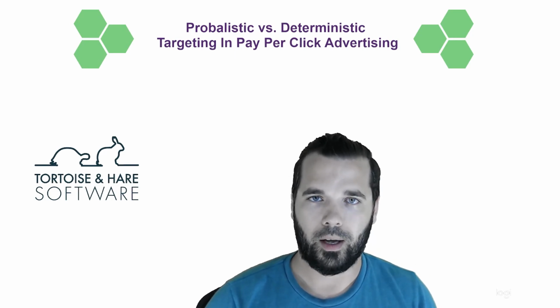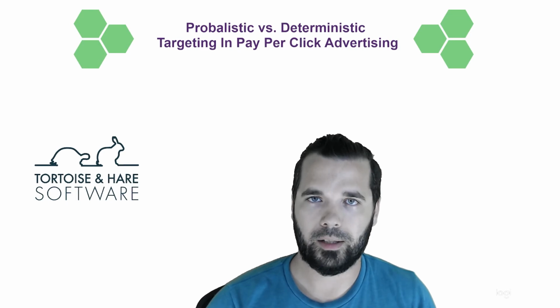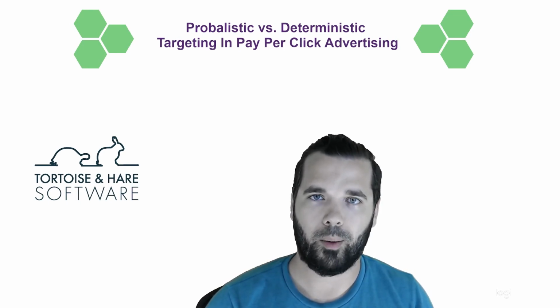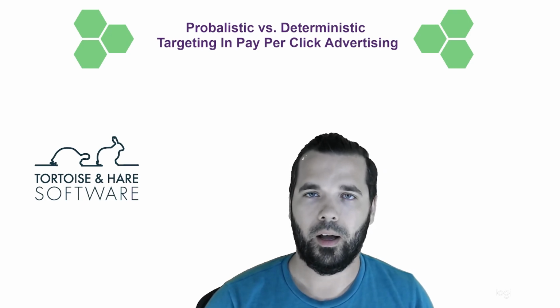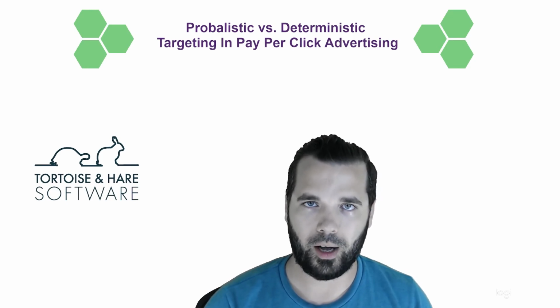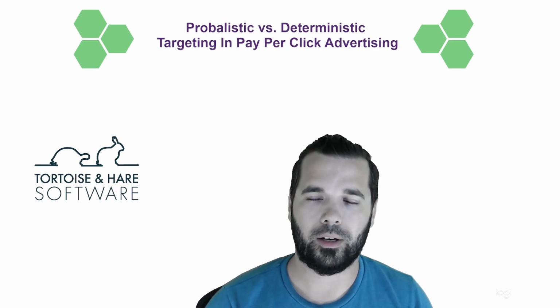Anyways, in this video we covered probabilistic versus deterministic targeting, gave you a couple of examples of how that's impacting the pay-per-click advertising landscape, and covered how important it is to start making sure you identify who your customer is not, as well as who your customer is, when creating your targeting criteria.